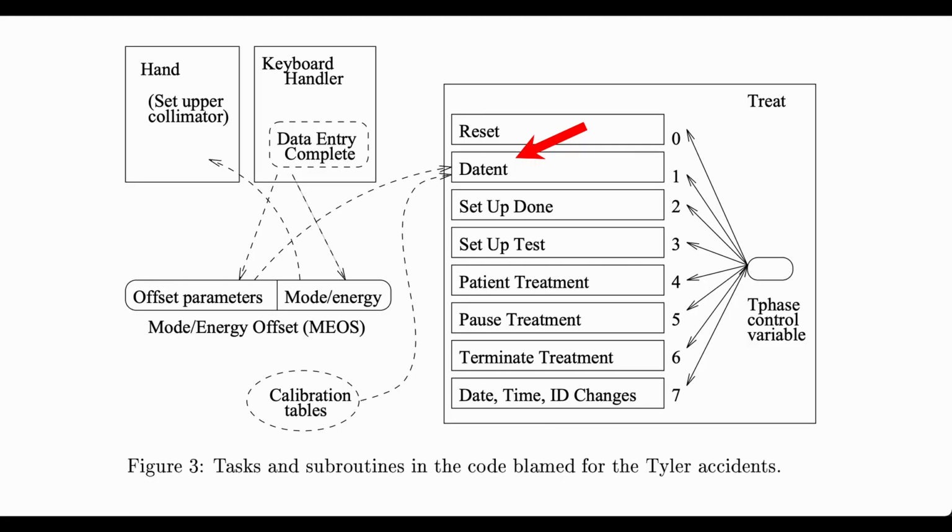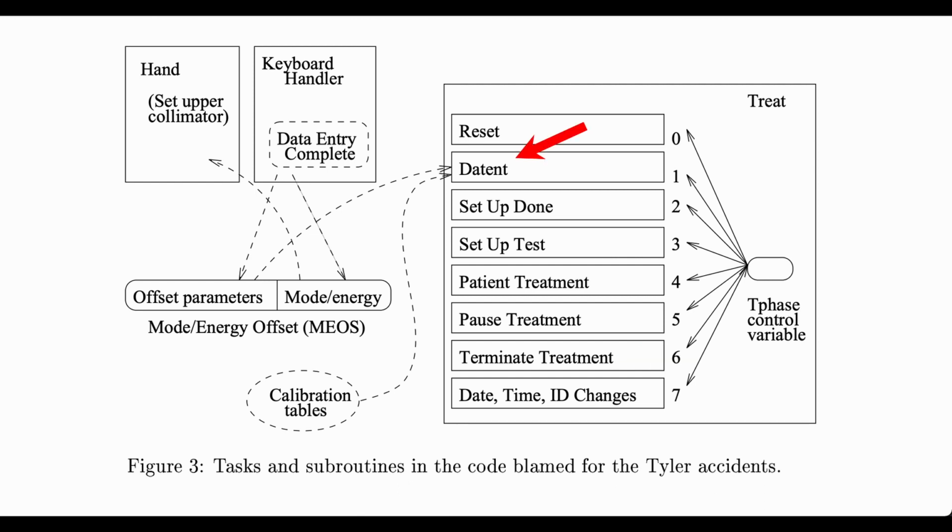The OS had 3 critical tasks that received priority from the preemptive scheduler and 7 non-priority tasks that could be executed afterwards. One of these 3 critical tasks was the treatment task, which had 8 subroutines, including data entry, treatment, and treatment termination.